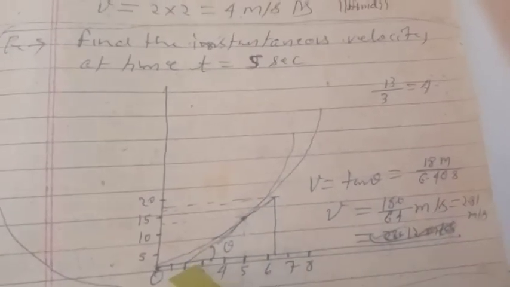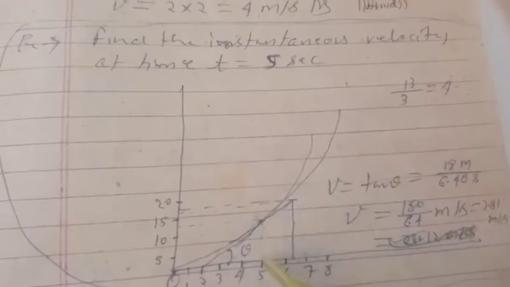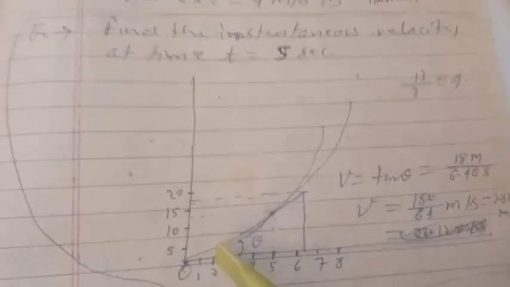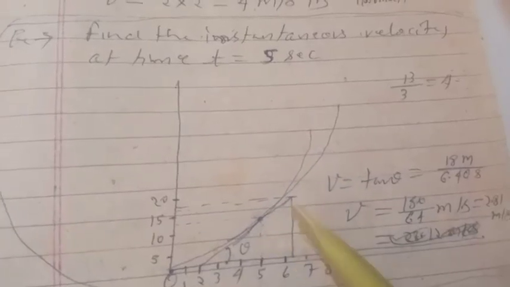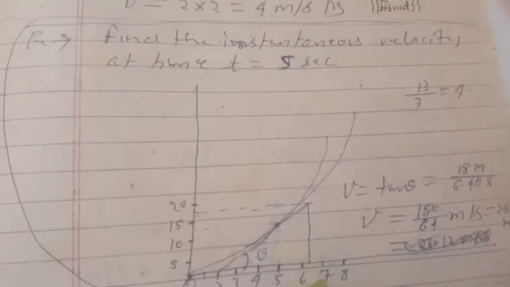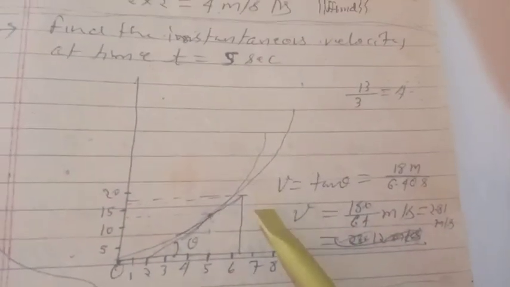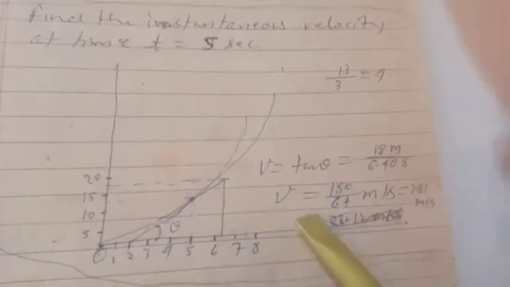Here it is drawn. This represents the point at 5 seconds, and we have drawn a tangent, and it cuts the position axis at this point. If we take tan theta, that will be the instantaneous velocity. v equals tan theta equals 18 meter by 6.40 second equals 2.8 meter per second. Answer.